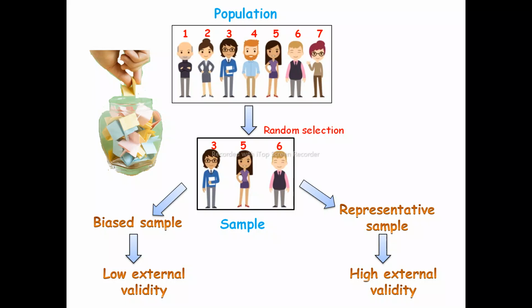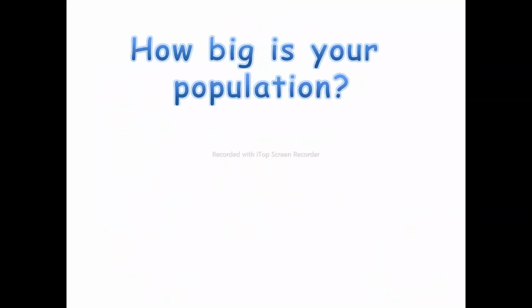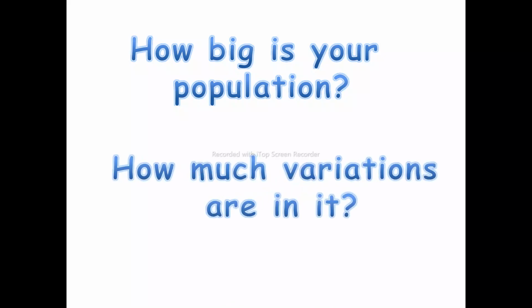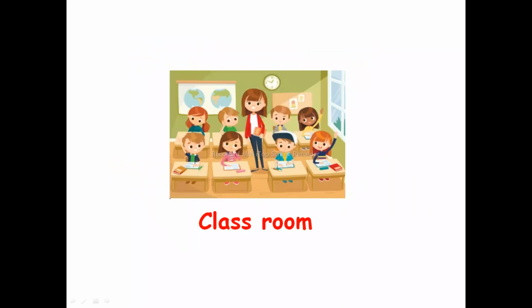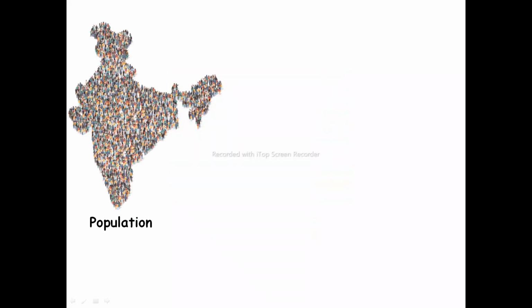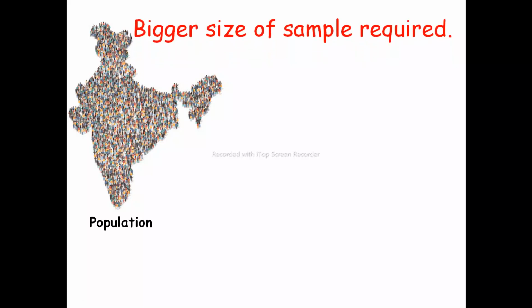Now in random sampling, one question always comes to our mind. Does it matter how many people are there in our sample? Yes, it does matter. There are really two big questions to think about. First, how big is our population? And secondly, how much variation is there in it? If you are studying a classroom, you might not need a big sample. But if you are studying an entire country, then yes, you need a bigger sample size, due to the amount of variation in that population.